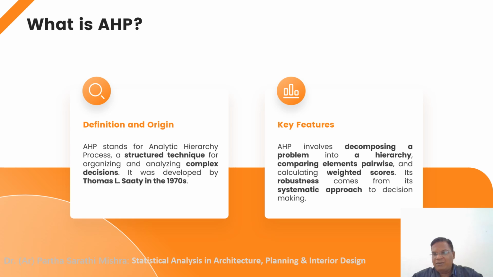Then at the end we are going to calculate the weighted score. Weighted score is nothing but the level of importance of the parameter, by which we can know which parameter is more important than the other, so that while selecting any of the alternatives we can focus more on those parameters. Along with that, it is a systematic approach for the decision making process.